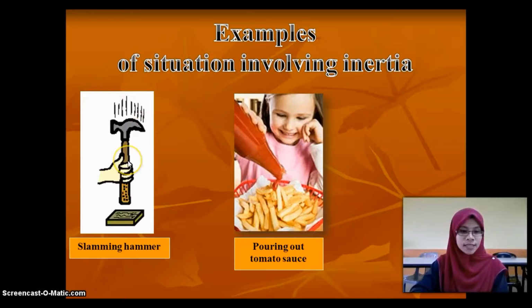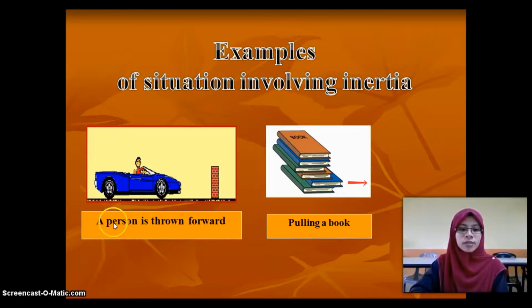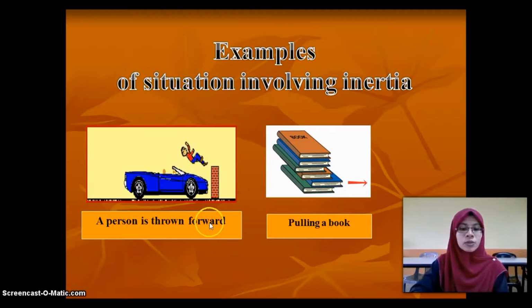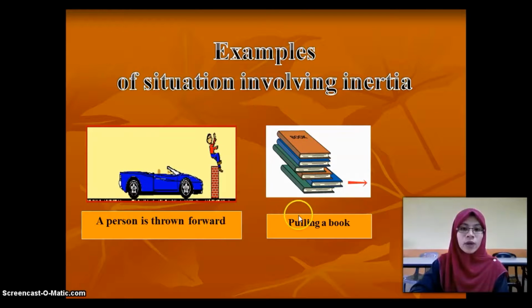The first one is slamming a hammer. The second one, pouring out tomato sauce. The third one is a person being thrown forward. And the fourth one is pulling a book.